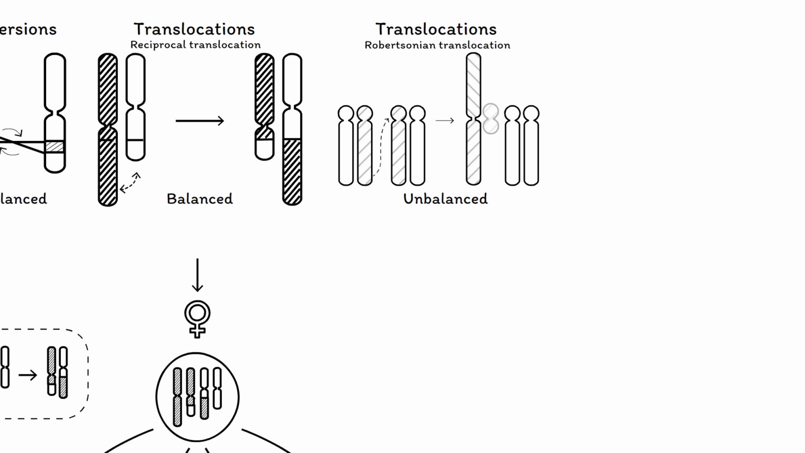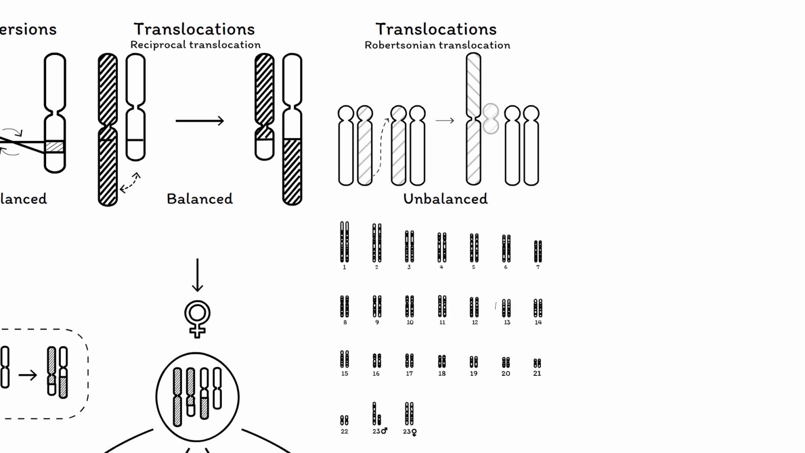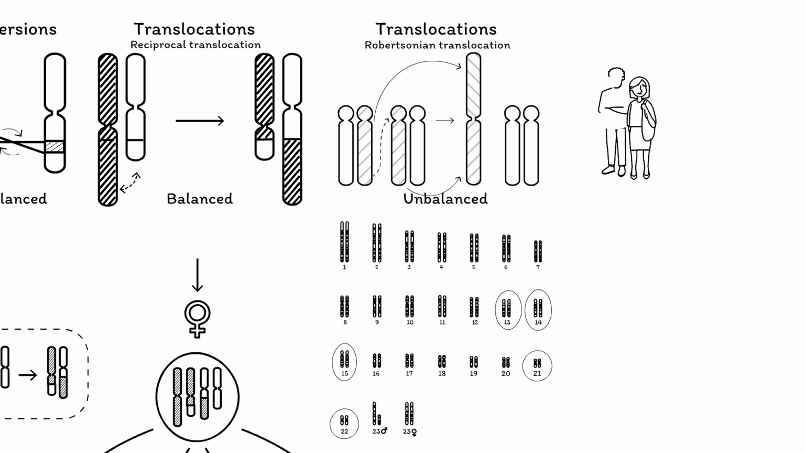Here, the long arms of two acrocentric chromosomes, which are chromosomes 13, 14, 15, 21, or 22, fuse with each other. The short arms of both chromosomes are lost in this process. This has no effect on the carrier because the short arms of the involved chromosomes are very small and contain no essential genetic material. However, as the chromosomes are joined, there is a reduction in the number of chromosomes.